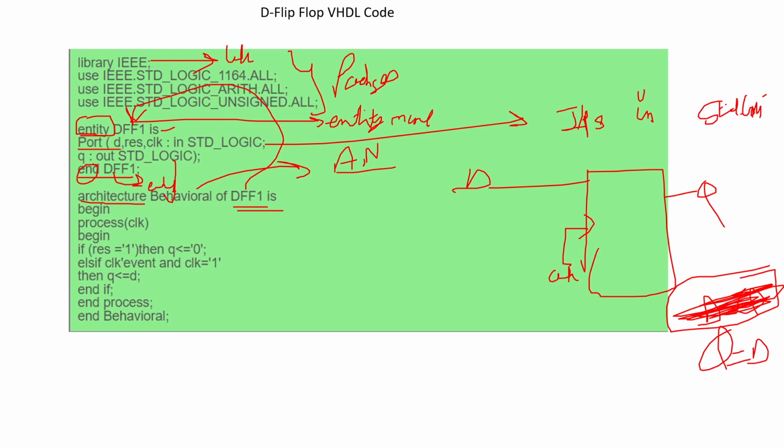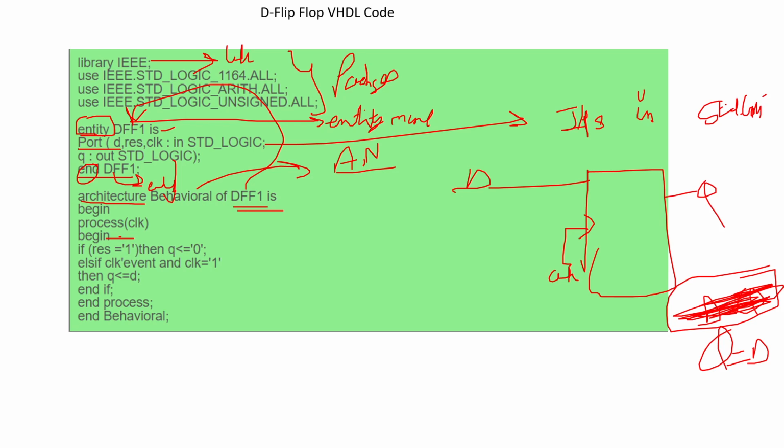So process clock. Again, we have this process. It executes the code sequentially whenever there is a change in clock. So whenever there is a change in clock, this will start. Then we have the keyword begin, and if reset is equal to one, then assign zero to Q. So it means whenever reset is high, my output will be zero.